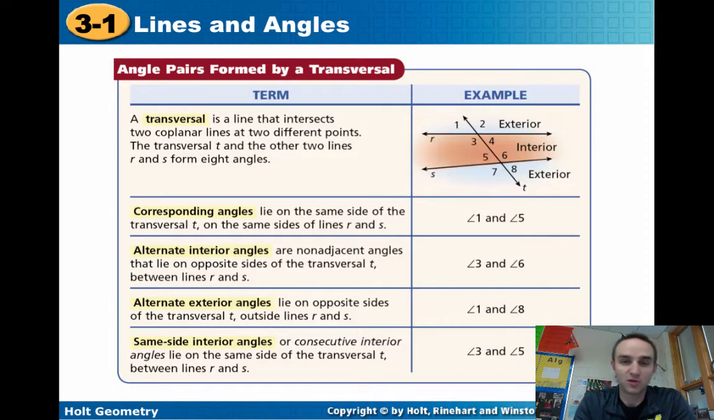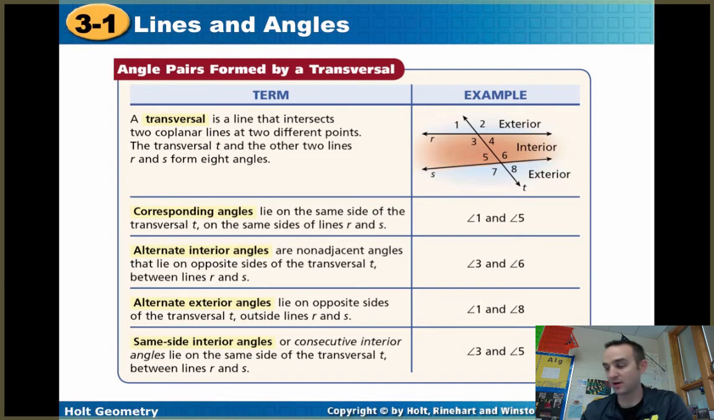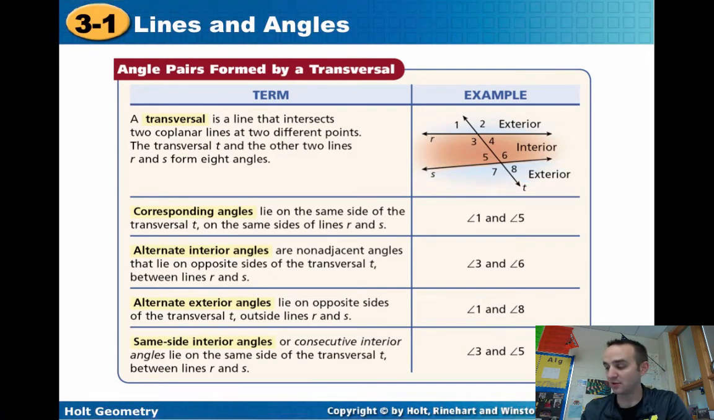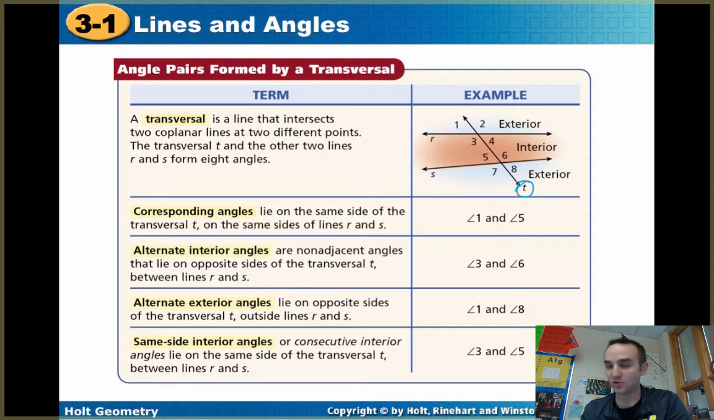Moving on, we're talking about a transversal. A transversal is a line that crosses through 2 other lines. So line T here, that would be our transversal. It cuts through the other 2 lines and forms these 8 angles. Forms these angle clusters, if you will.